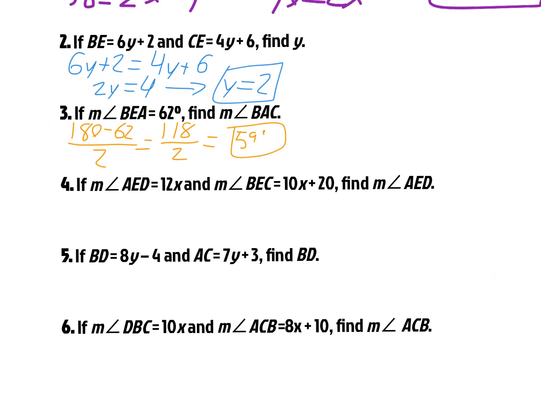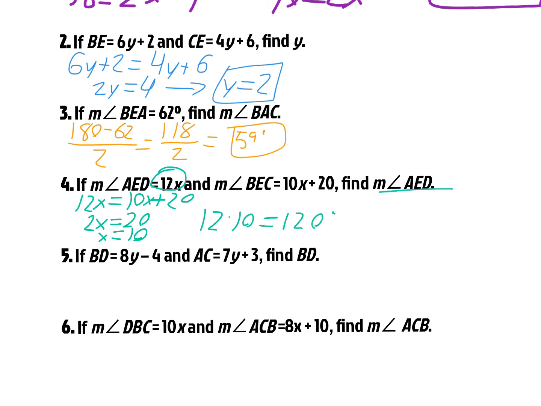So 12x is equal to 10x plus 20. Combine like terms, 2x is equal to 20, or x is equal to 10. But we want to find the measurement of AED. So we're going to plug that 10 into our 12x equation, such that we have 12 times 10 to give us a measurement of 120 degrees.